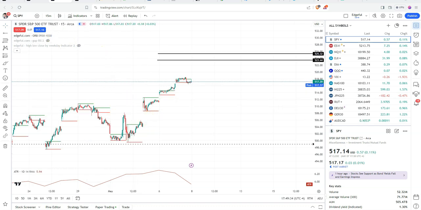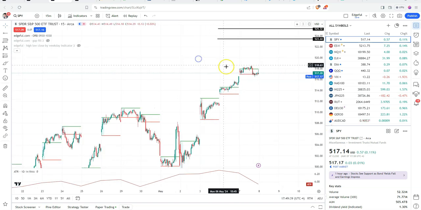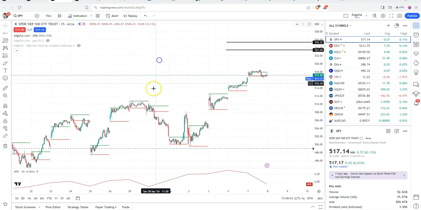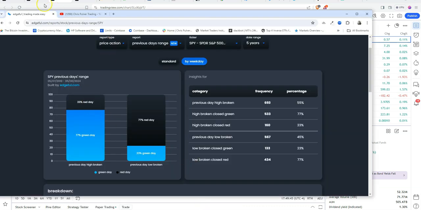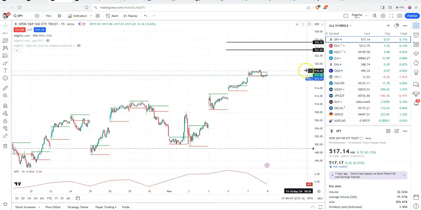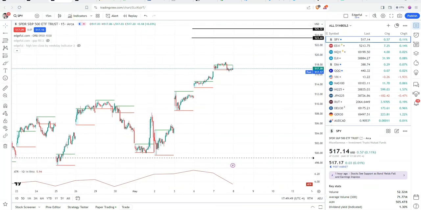I've been looking at this every day ever since we talked last time, Andre. I'm very happy about that. But as soon as you break the previous day's high, so all you have to do is mark out yesterday's high, and as soon as you break it, now you have a 77% chance that today we're going to close green. So right here.